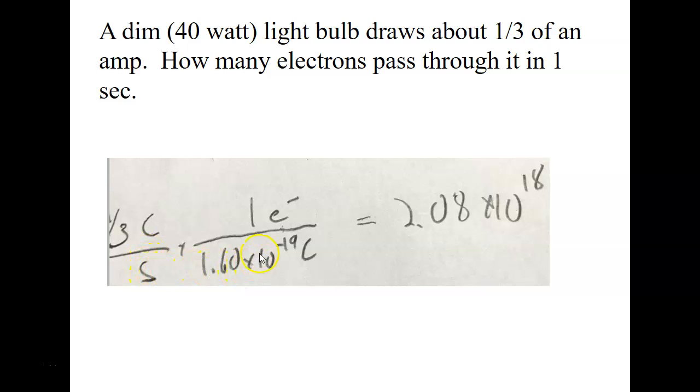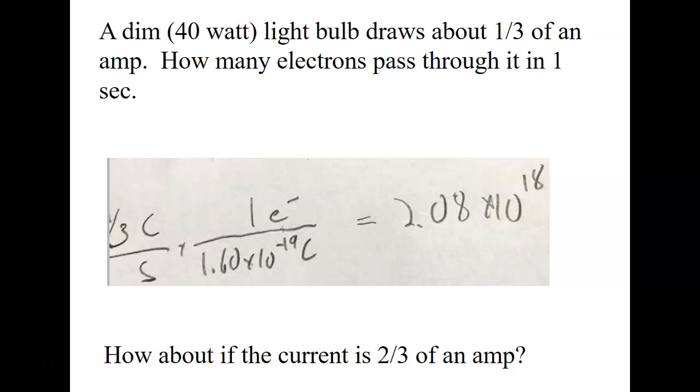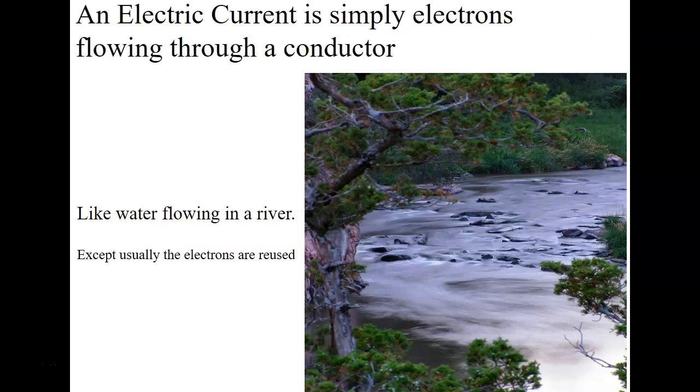Okay, we know that one electron is equal to 1.60 times 10 to the minus 19th coulombs of charge. So dividing that out, we get that through that dim light bulb, there's 2.08 times 10 to the 18th electrons per second. So that's a lot of electrons per second. And in 2/3 of an amp, there would be twice that, so 4.16 times 10 to the 18th electrons per second.